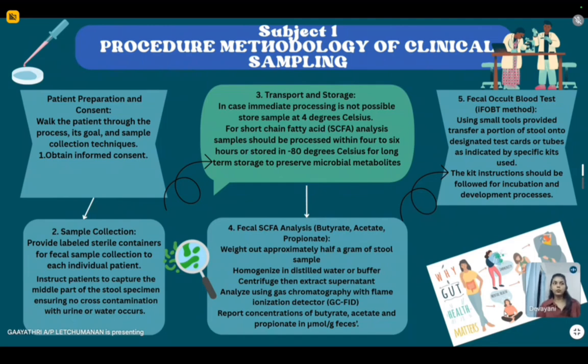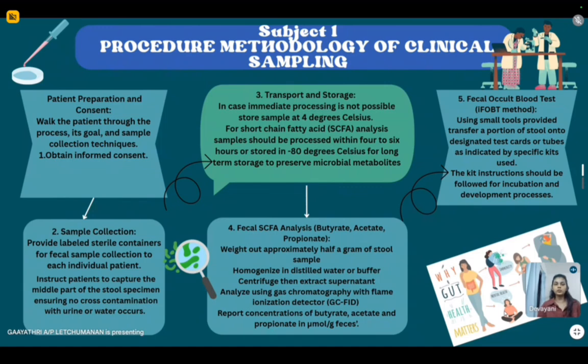Secondly, sample collection. Provide a labeled and sterilized container for fecal sample collection to each individual patient. Instruct the patient to capture the middle part of the stool specimen, ensuring no cross-contamination with urine or water occurs. Verify the sample is securely sealed and labeled appropriately with ID, date, time of collection, alongside specimen type.